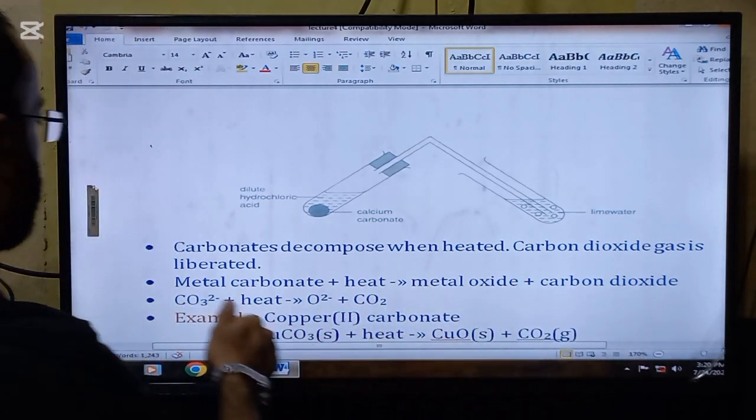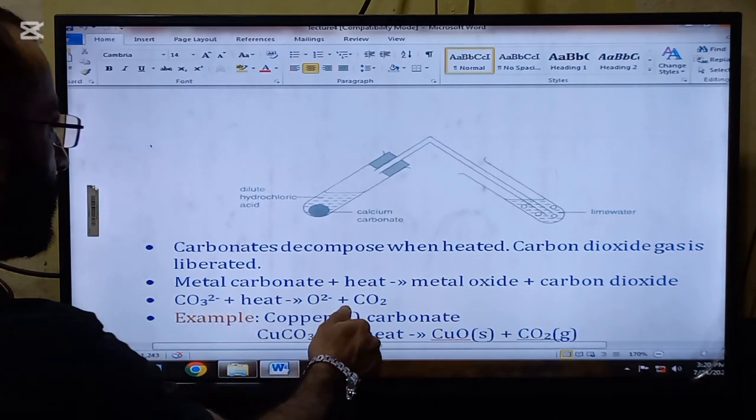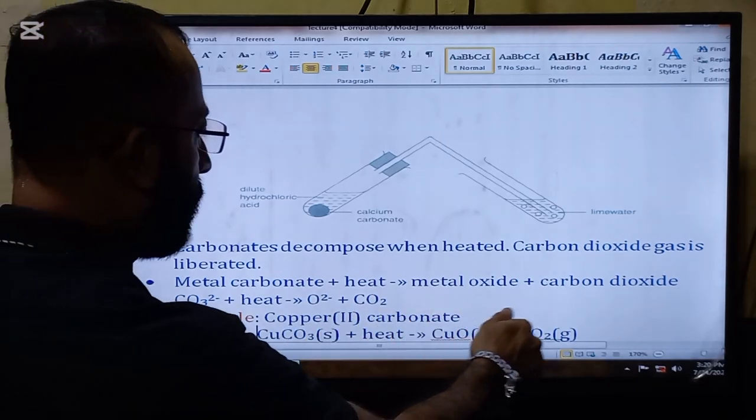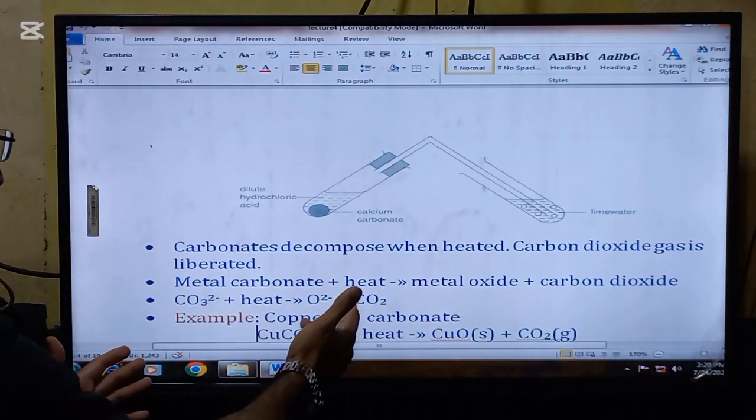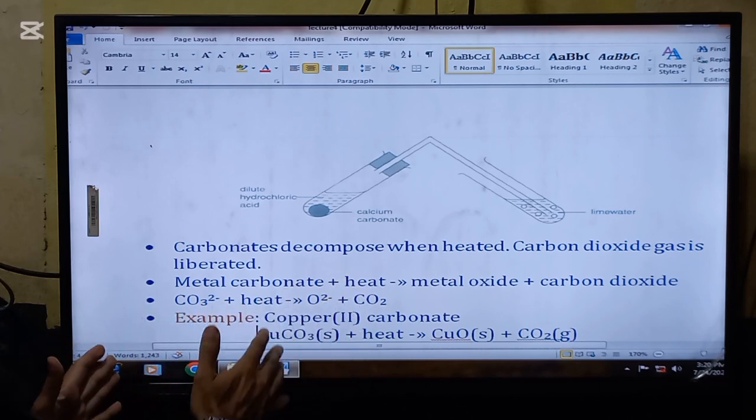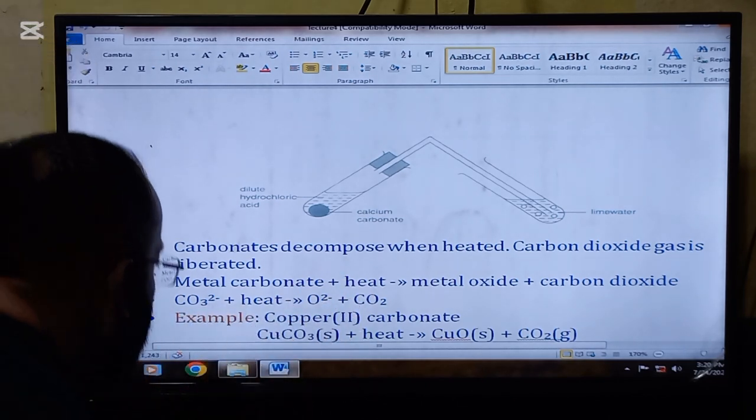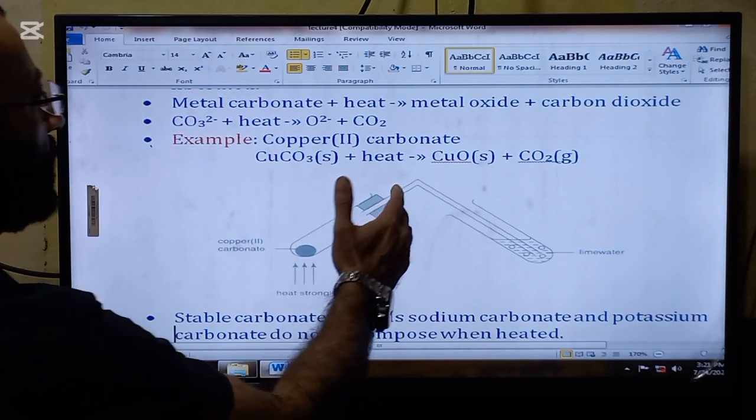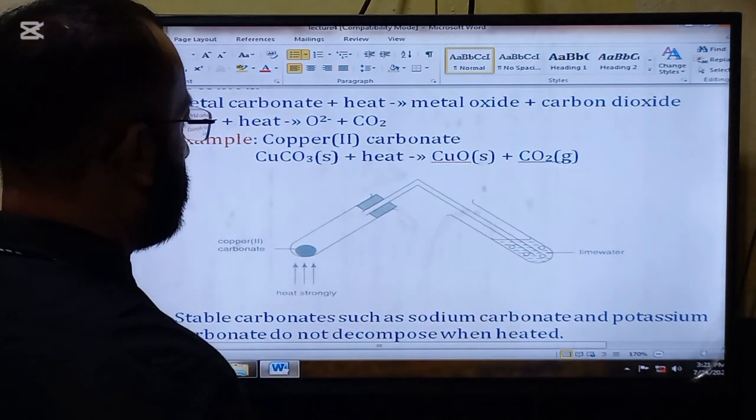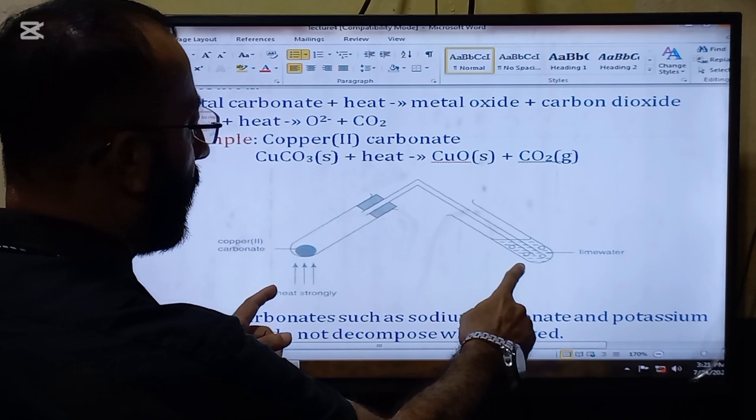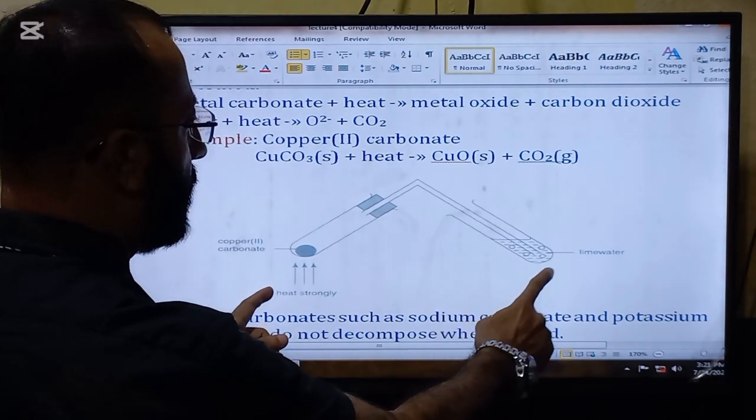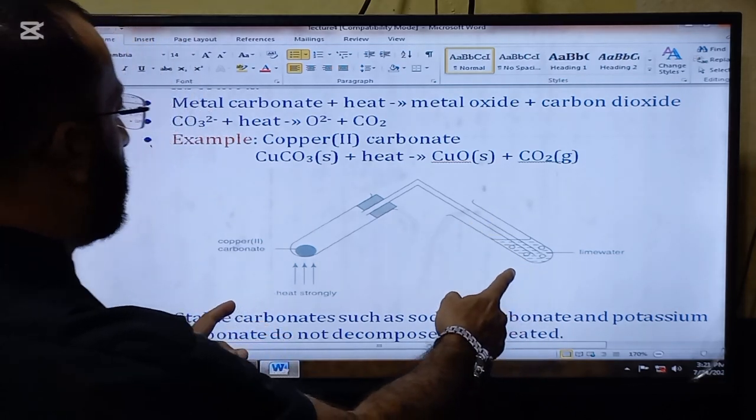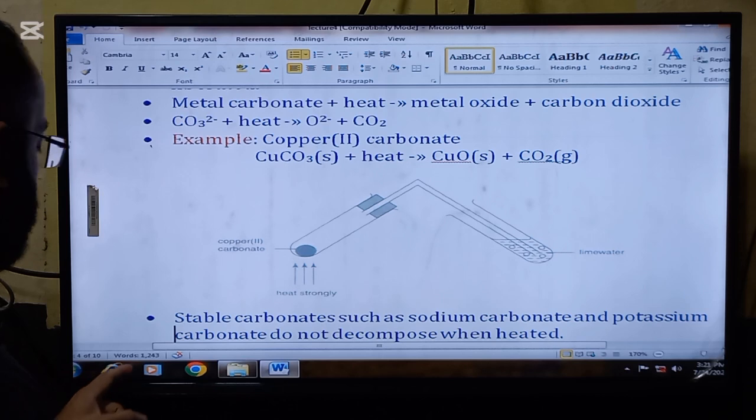Carbon dioxide gas is liberated. Metal carbonate plus heat gives metal oxide plus carbon dioxide. So again, carbon dioxide will identify that carbonate ion is there. Here is an example: copper carbonate is heated and copper oxide and carbon dioxide are formed. Carbon dioxide gas turns the lime water chalky. So this will be the sign that carbonate ion is there.